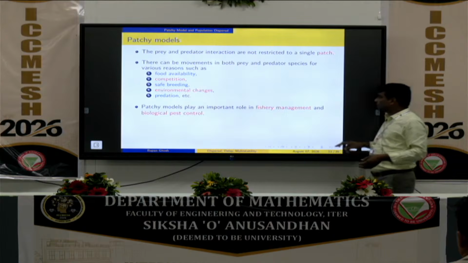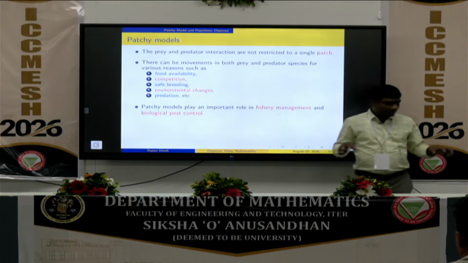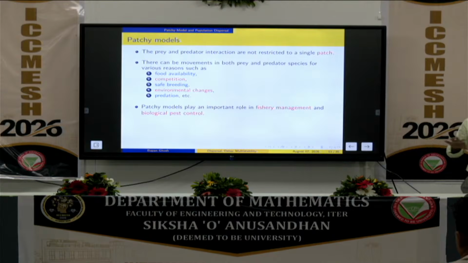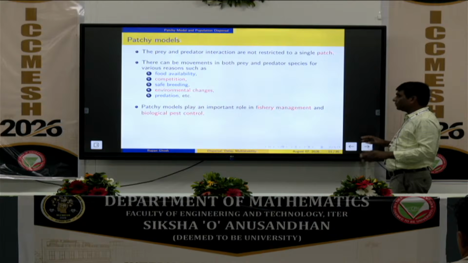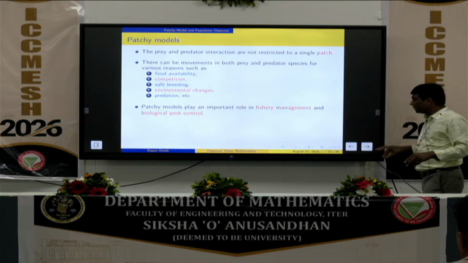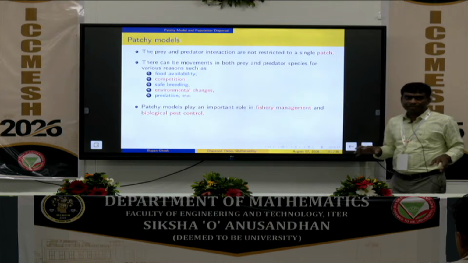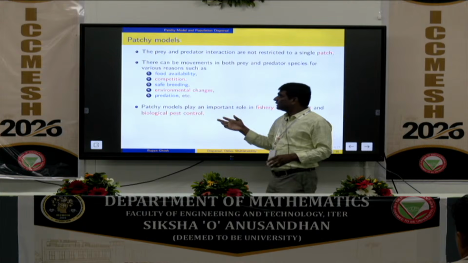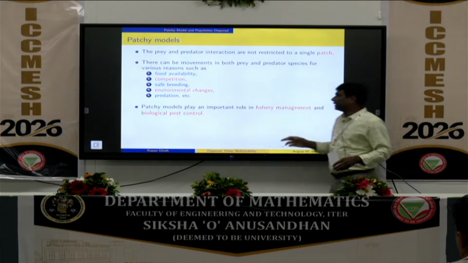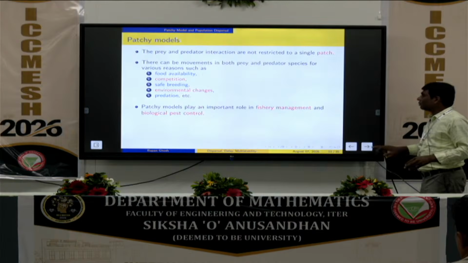Even in fishery management, you can have one open zone for fishing, and another one will be preserved for safe growth. Also in biological pest control tactics you need such kinds of environments where the population can move between different locations or patches. So if you model such a phenomenon, then it is called the patchy model. Okay, it is called the patchy model. So you need more than one location.